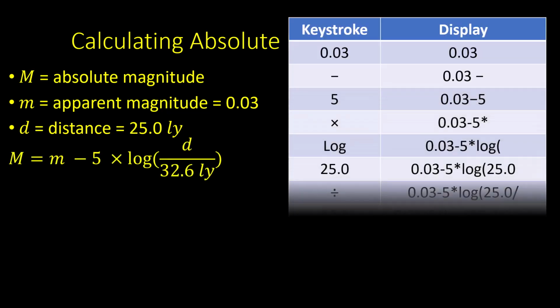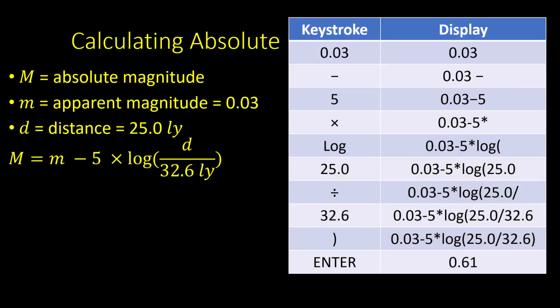Here are the keystrokes we'd use. Imagine replacing the lowercase m with 0.03 and the d with 25.0. And on a TI-83, these are the keystrokes you'd do. They should be pretty similar on a TI-84 or a TI-30. Other calculators, I think you could probably figure out what you need to do. So coming down that left column in the table, you can see what the keystrokes are, and the right side is showing what the display on the calculator would be. The absolute magnitude of Vega is 0.61.